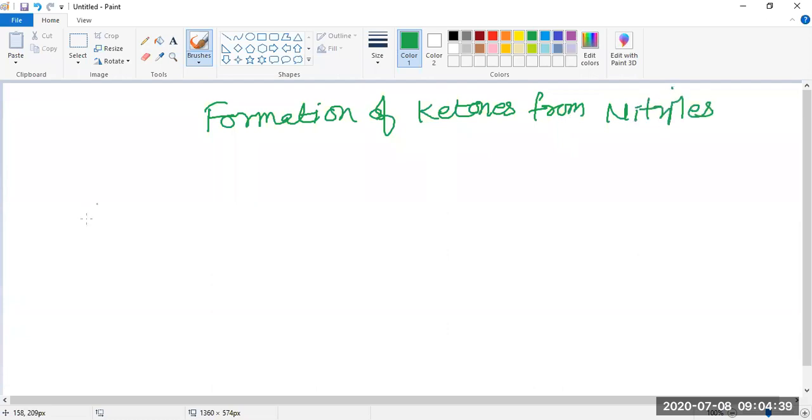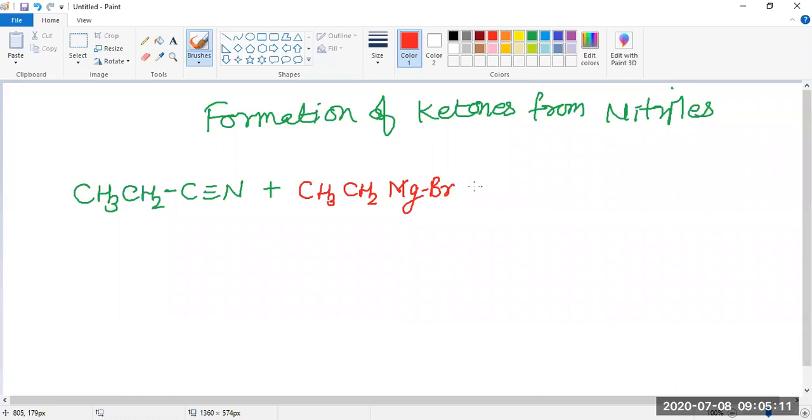So see here, dear student, carefully. This is our nitrile, CH3 CH2 C triple bond N. I react this with a Grignard reagent. So I am taking the Grignard reagent CH3 CH2, ethyl magnesium bromide. Then how do these reactions take place?